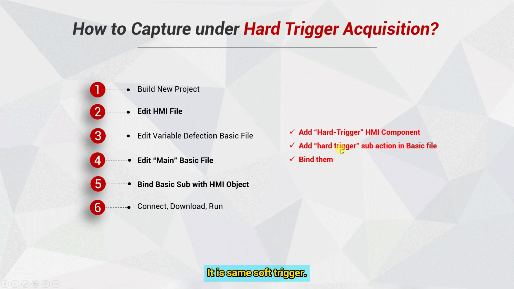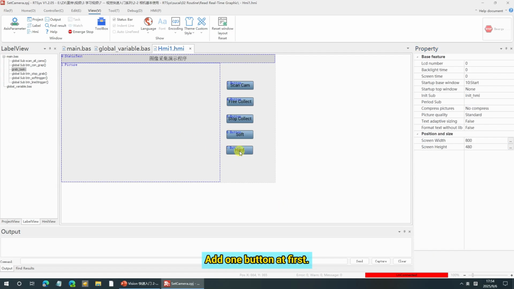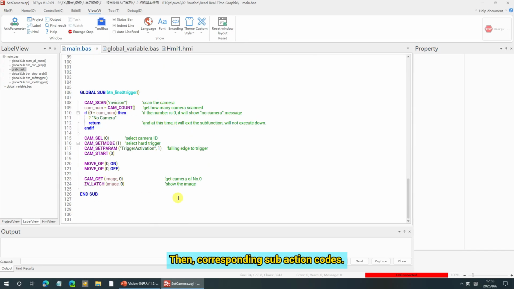Hardware trigger mode. It is the same as soft trigger, but it needs hardware wiring that was talked about in part 2. And their trigger signals are different. Add one button at first. Then, the corresponding sub-action codes. The sub-function name is btn_line 0 trigger.